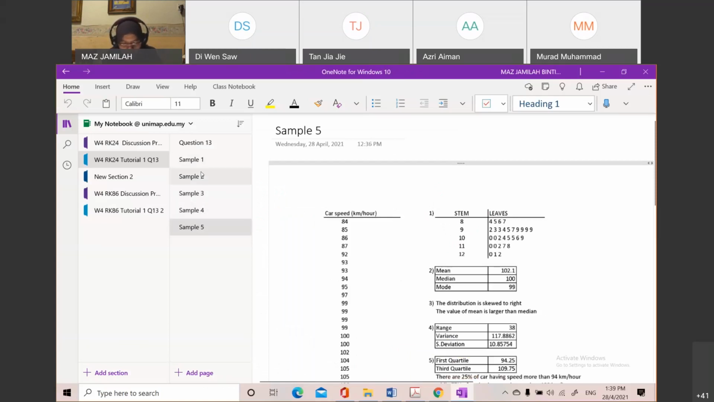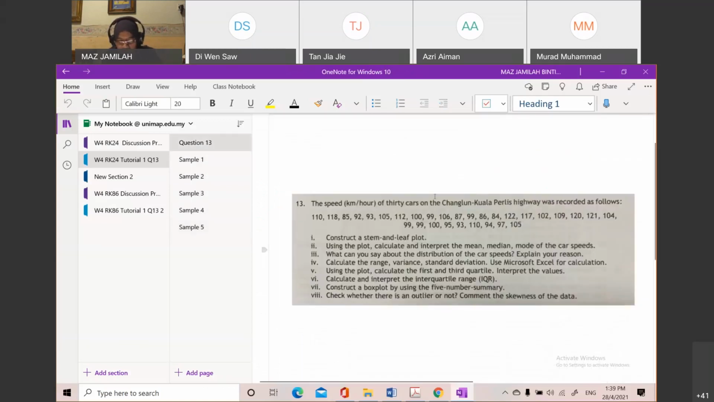Okay, now the first question would be easy. Now look at the second question. Using the plot, calculate and interpret the mean, median, and mode of the car speed.